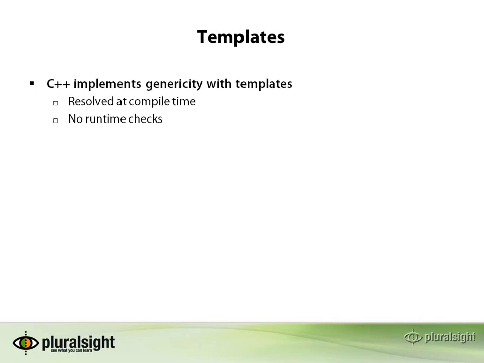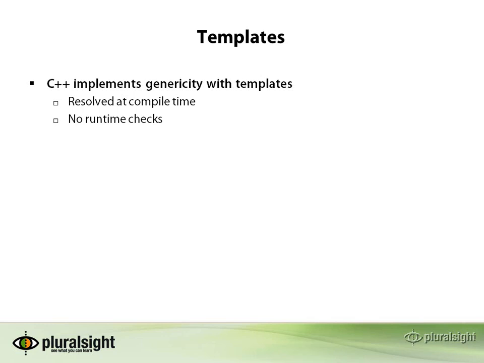Templates are the way that C++ implements genericity. Genericity meaning that you write a piece of code once and it can be used in a variety of contexts. There are generics in C# and in Java, as well as some other languages, different names for the same concept. However, templates are fundamentally different from just about everybody else's implementation.